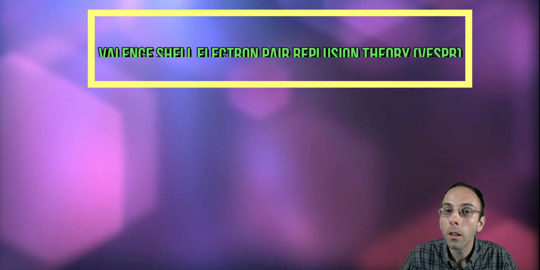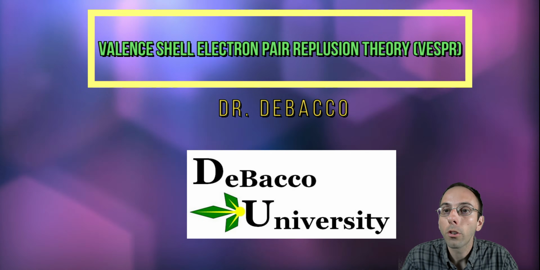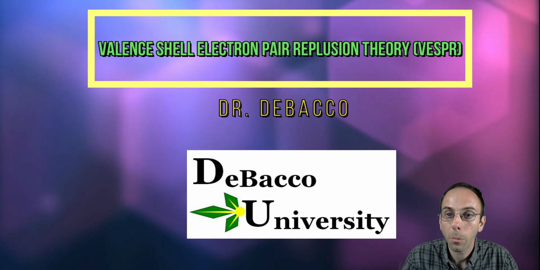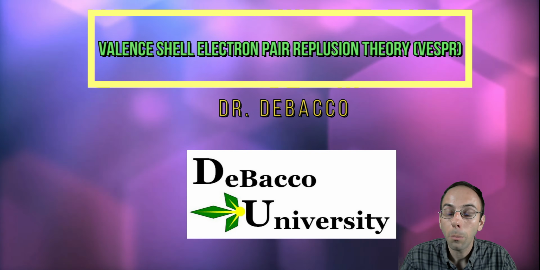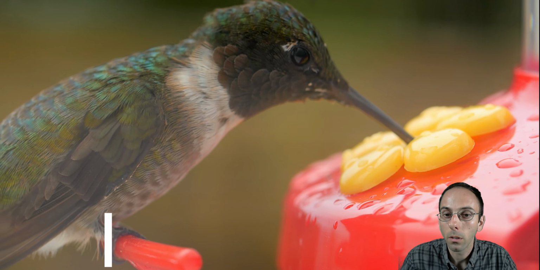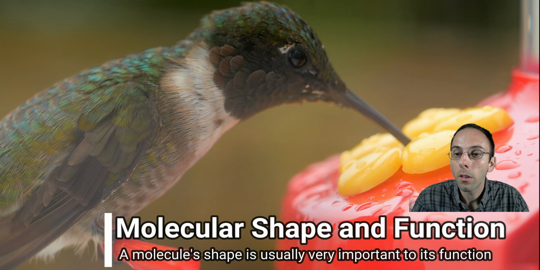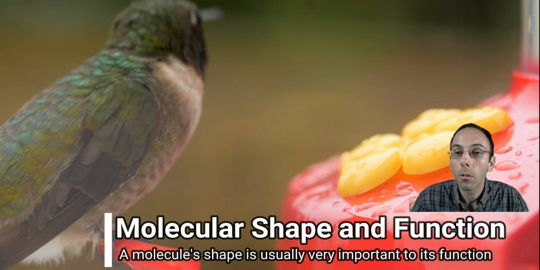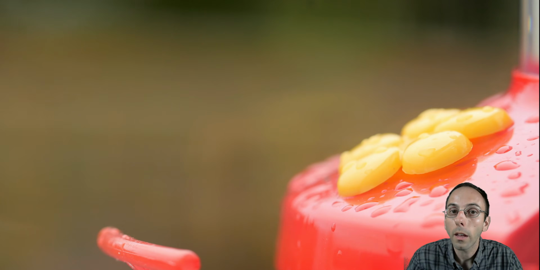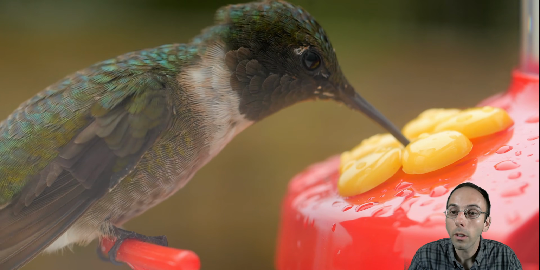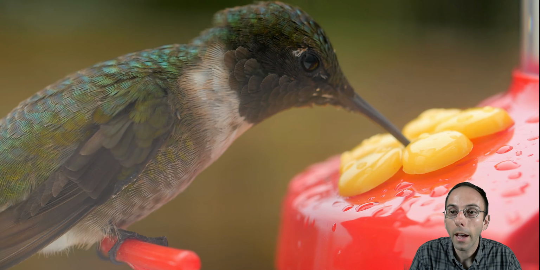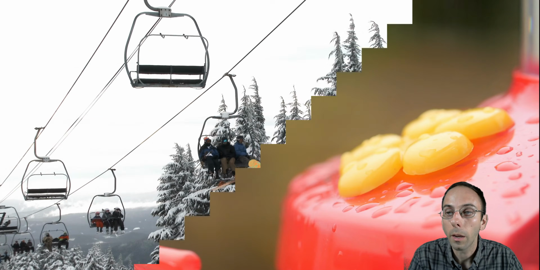Now, moving on, we're going to valence shell electron pair repulsion theory, or VSEPR. This is looking at different shapes of particular molecules. Now, there's the molecular shape and function. A molecule's shape is usually very important to its function. So that's why we have to look at the shape, because that could tell us a little bit potentially about the function that it may have, just as we see with the bird's beak here able to drink.